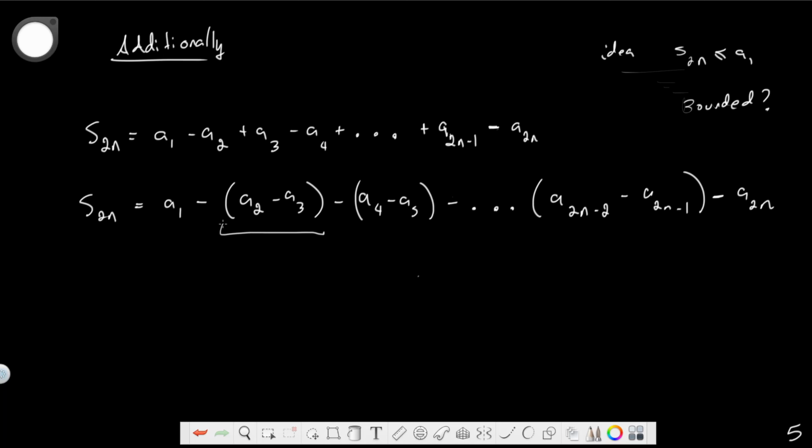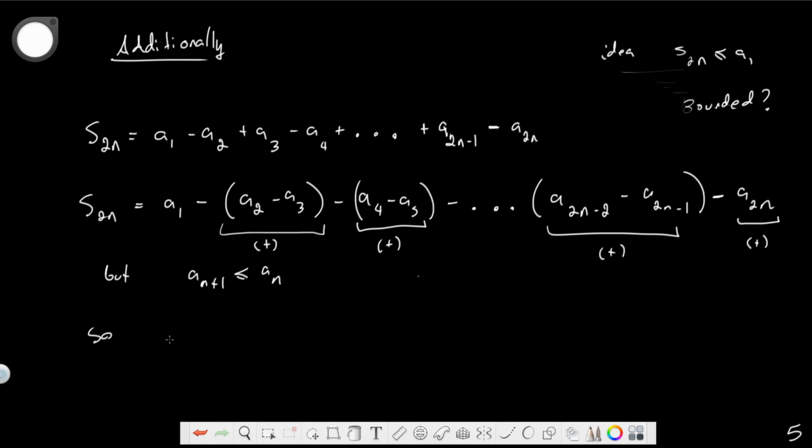What is the sign of this thing, a sub 2 minus a sub 3? We have the fact that a sub n plus 1 is smaller than a sub n. So this thing, something bigger minus something smaller, must be positive. We are subtracting positive values from a sub 1 every single time. And then this thing is positive. We're subtracting a positive thing. That's the way we constructed this alternating series.